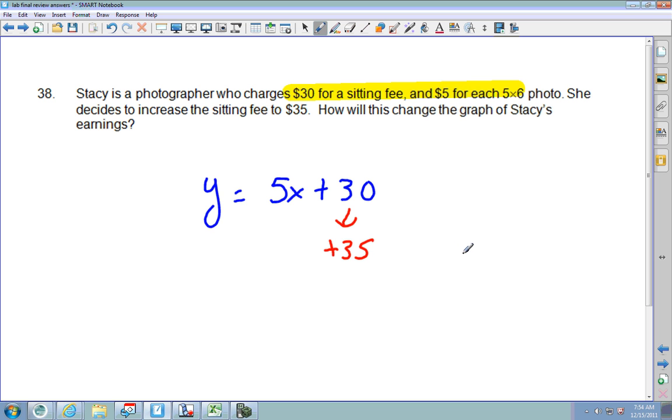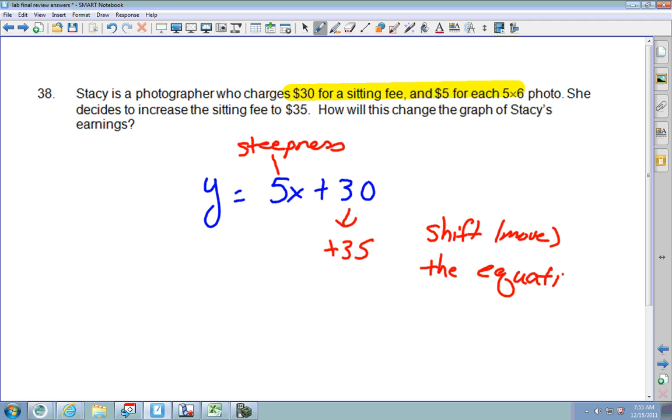Does it make it steeper or flatter? No. This affects the steepness. This just changes its position on the y-axis. So this is going to shift or move the equation up 5 units.